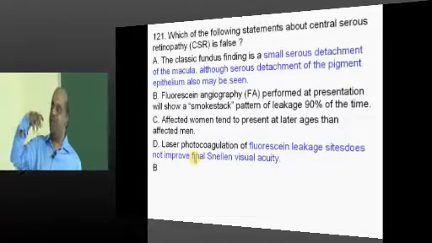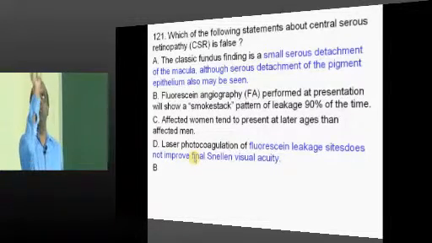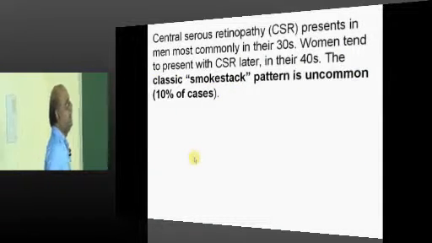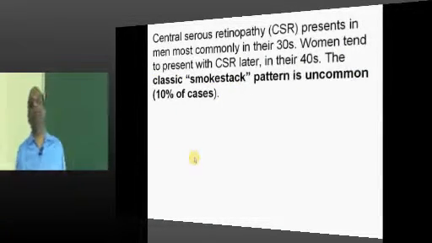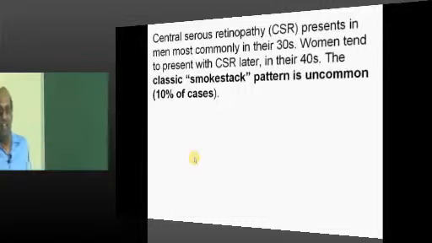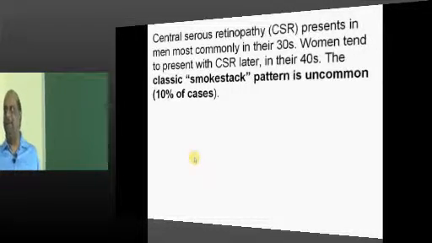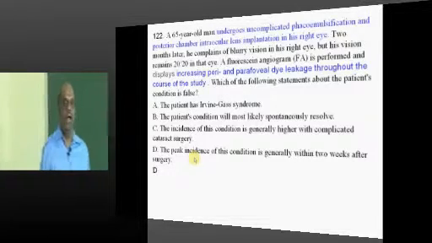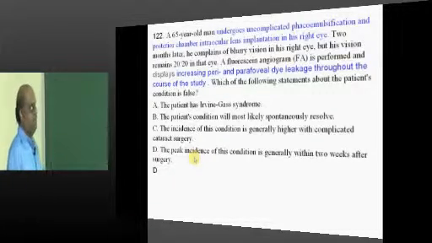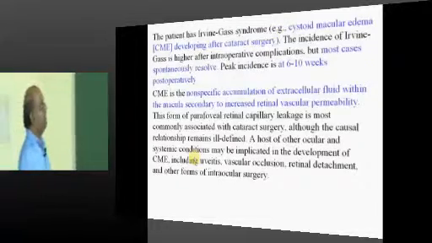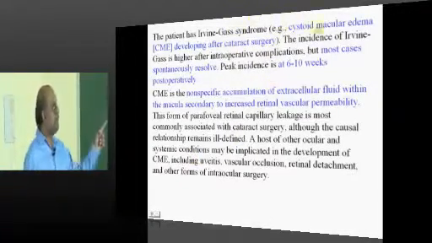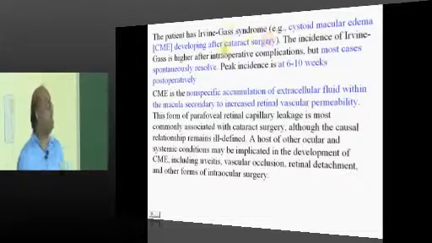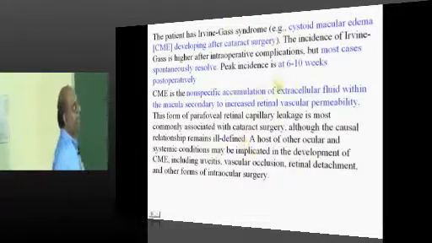If you do fluorescein angiography, just like smoke rises, it is called the smoke stack pattern. It is found in only about 10% of cases. Very mean question, right? First you need to know the smoke stack pattern, where is it located? Now, a 65-year-old has undergone phacoemulsification of the lens. What is this called? Cystoid macular edema developing after cataract surgery is called Irvine-Gass syndrome.